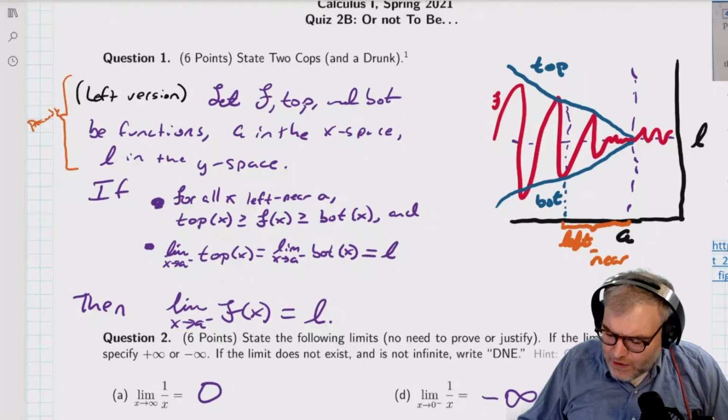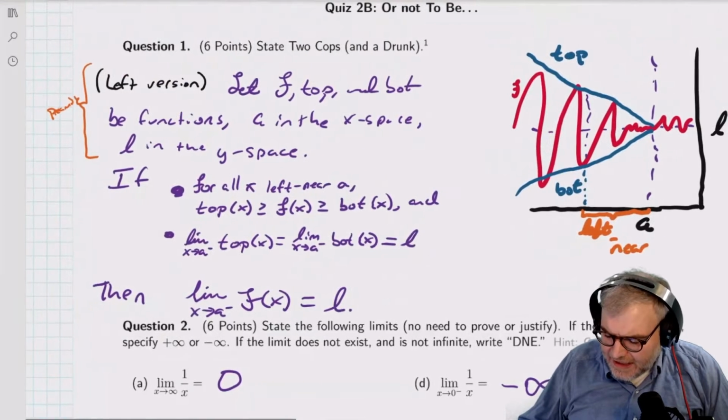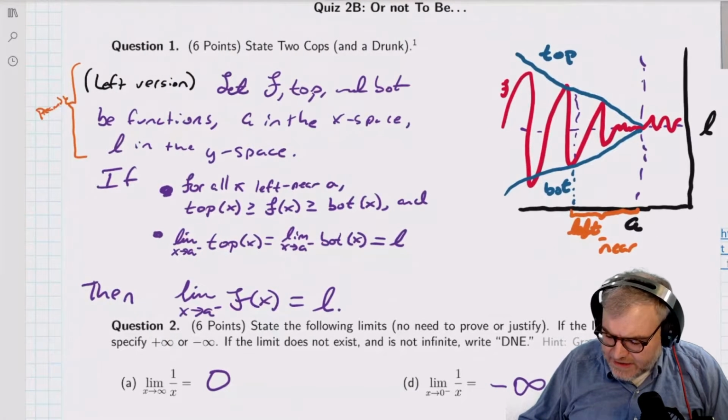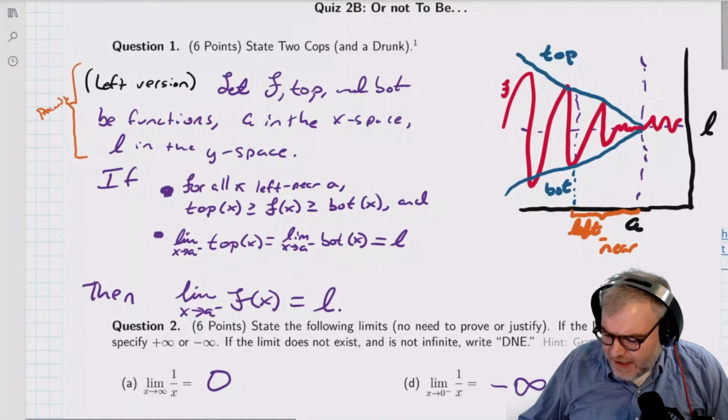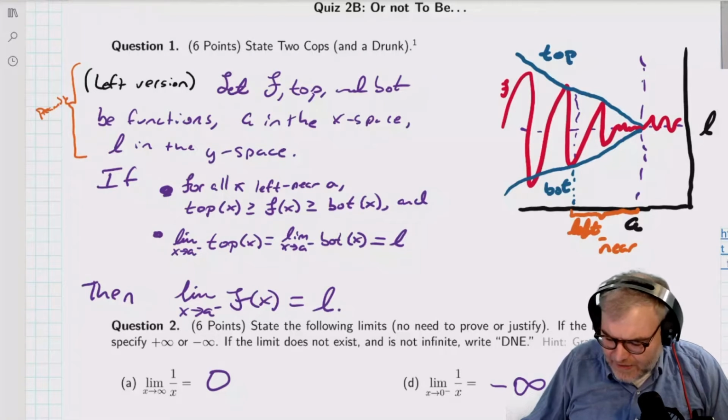If for all x left near a, top of x is greater than or equal to f of x is greater than or equal to bot of x, and if the limit as x goes to a from the left of top equals the limit as x goes to a from the left of bot equals L, then the limit as x goes to a minus of f of x equals L. You could have done this in a couple of ways. You could have had the arrows instead. Arrow notation is fine for that.